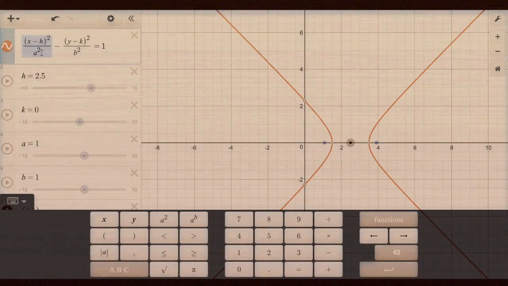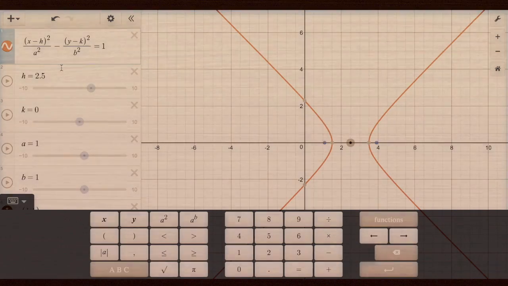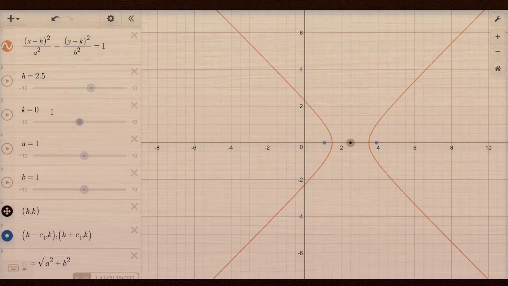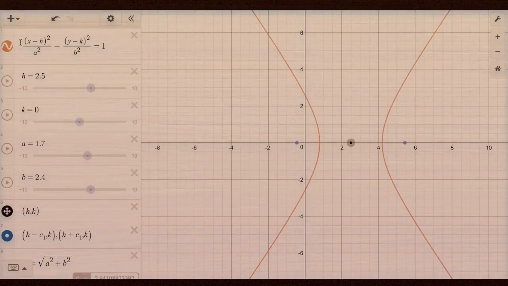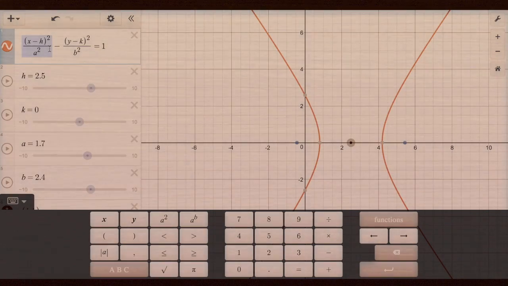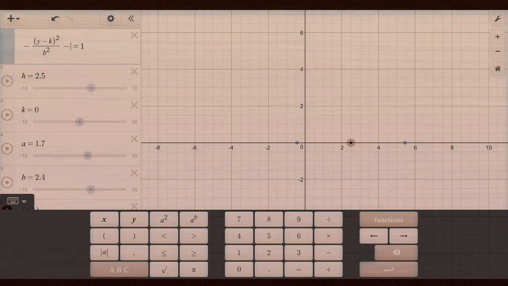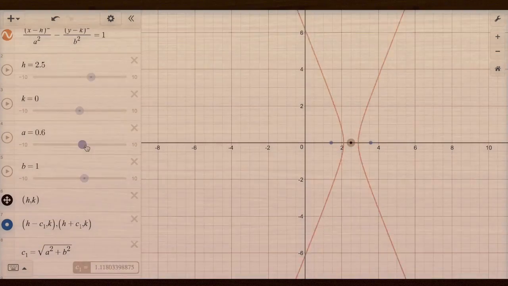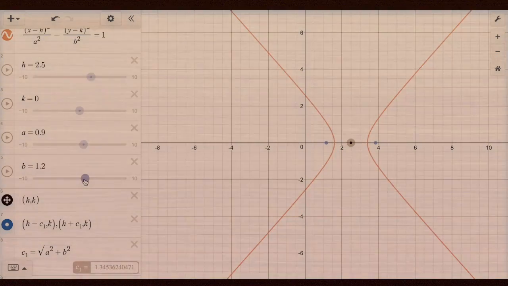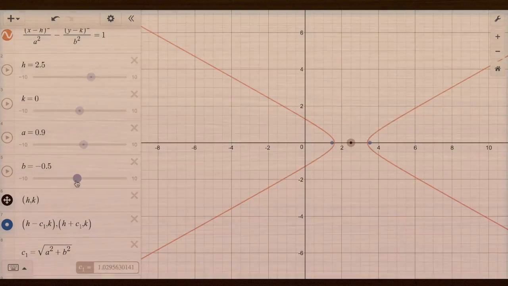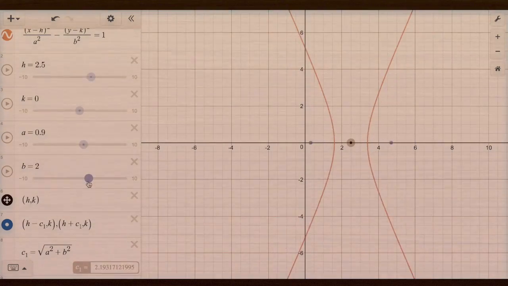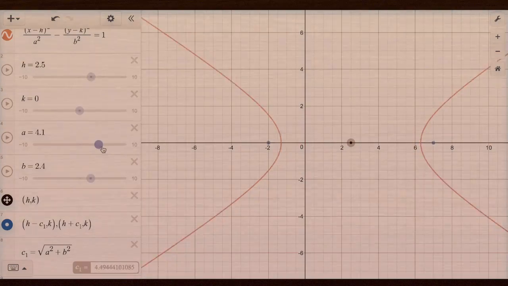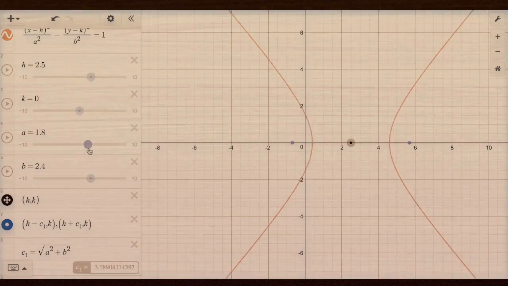The section of the equation that comes before the subtraction symbol, in this case (x minus h) squared over a squared, controls whether the hyperbola is horizontal or vertical. A and b control the asymptotes and the distance between the center and the foci of the hyperbola. All hyperbolas are set equal to 1 in this form.